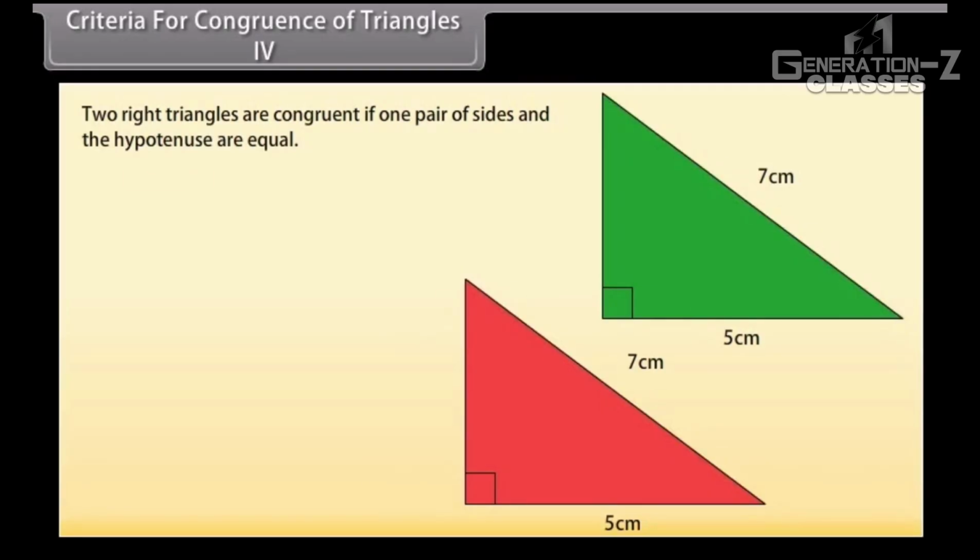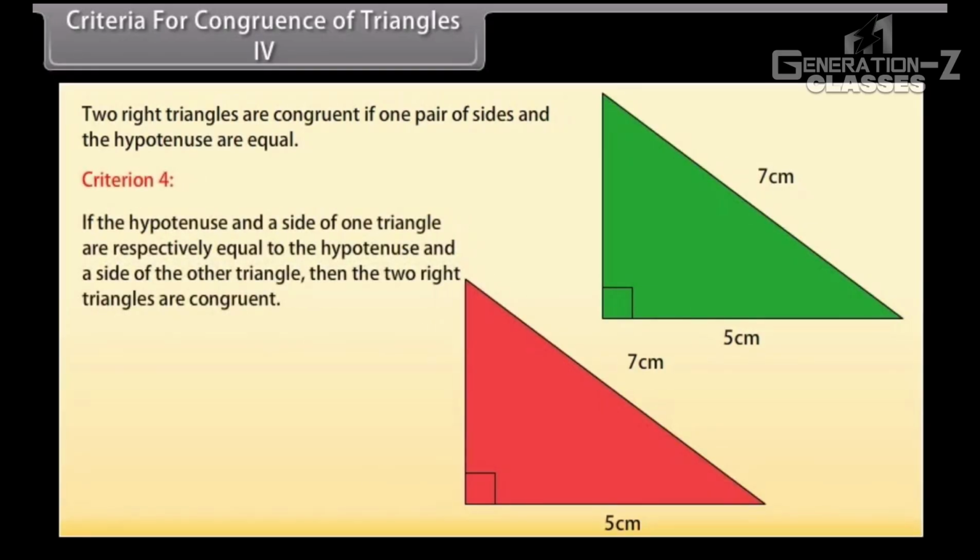This we have as criterion 4. If the hypotenuse and the side of one triangle are respectively equal to the hypotenuse and the side of the other triangle, then 2 right triangles are congruent. This criterion is referred to as RHS, right angle hypotenuse side.